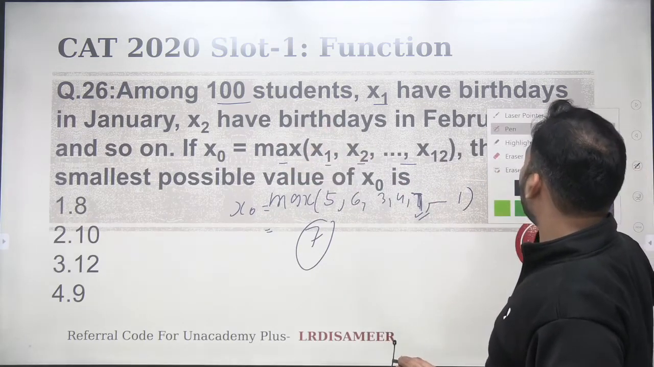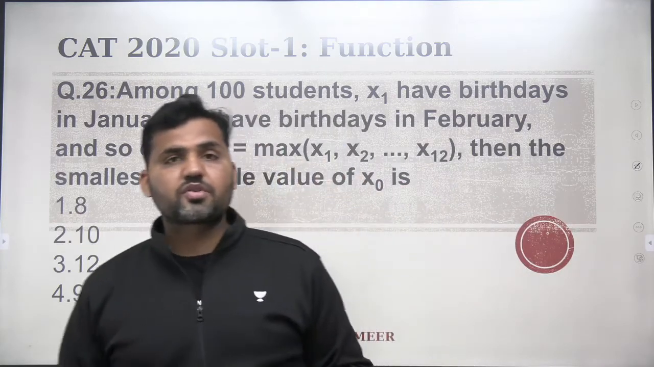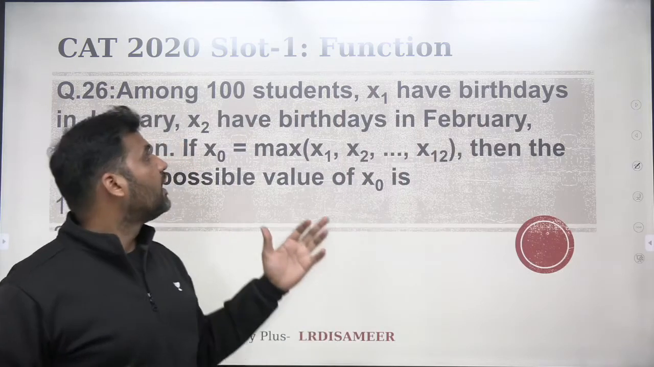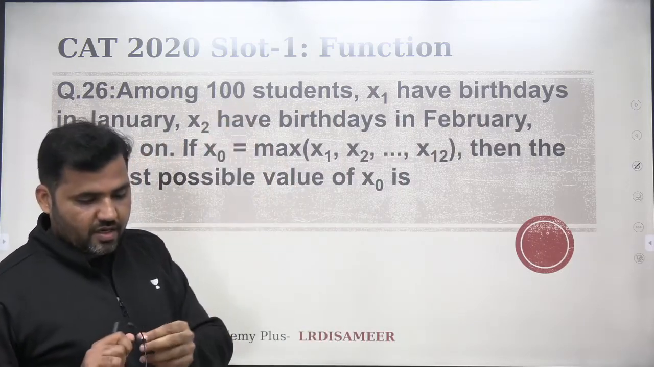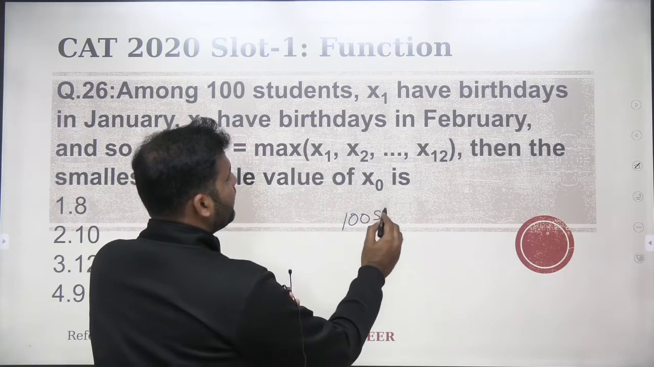And what is x1, x2, x3, and so on? x1, x2, x3 is basically the number of students having their birthday in January, February, March, April, up to December. And we have a total of 100 students.